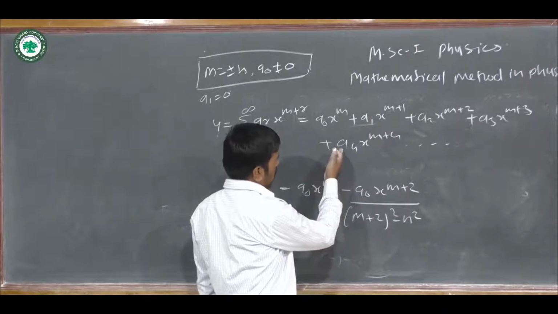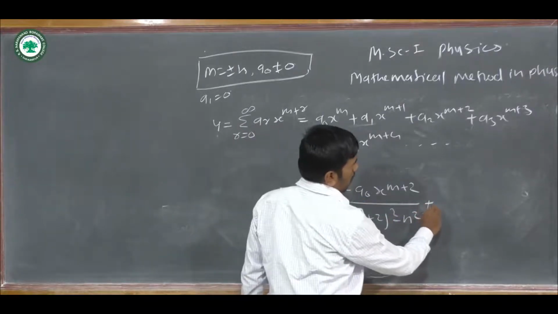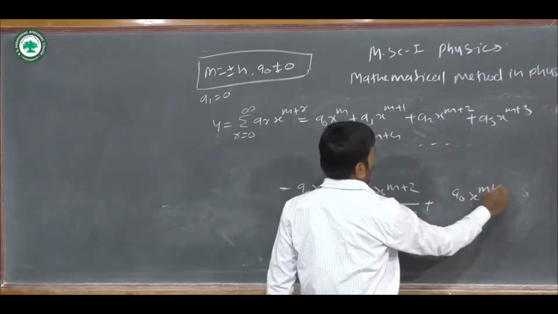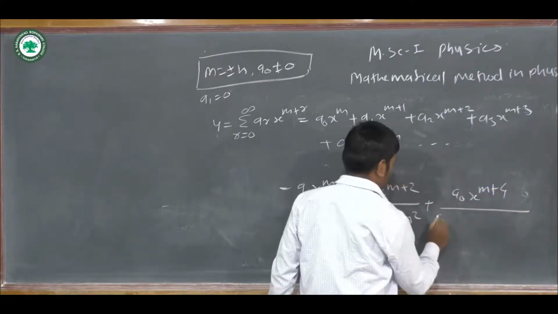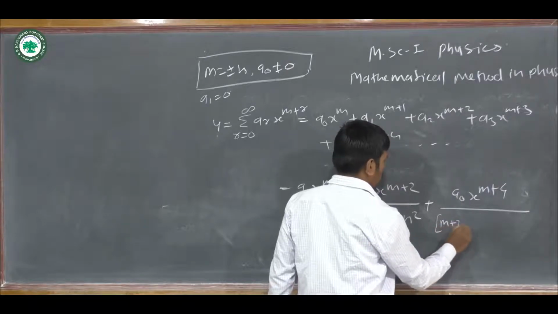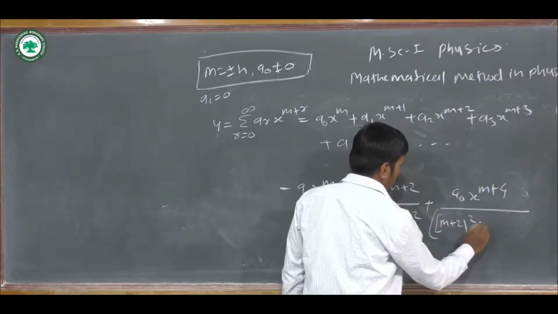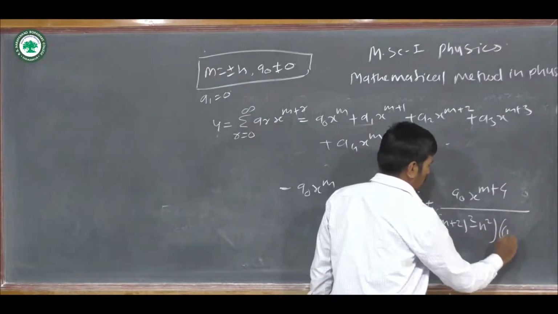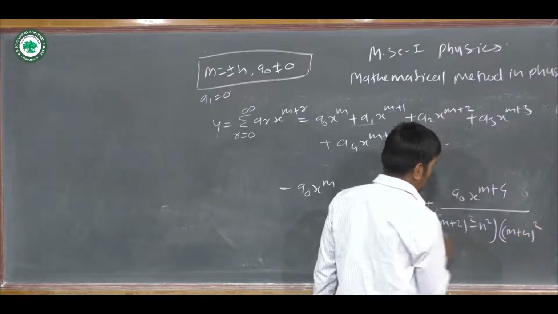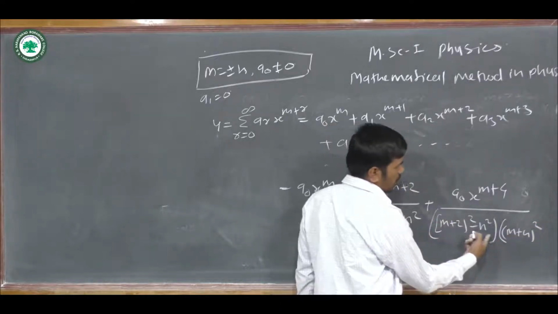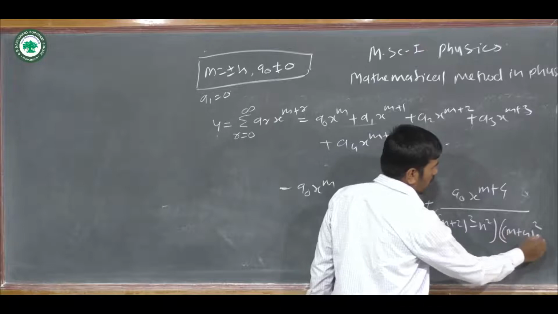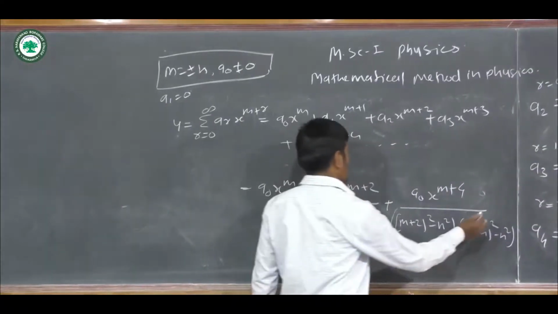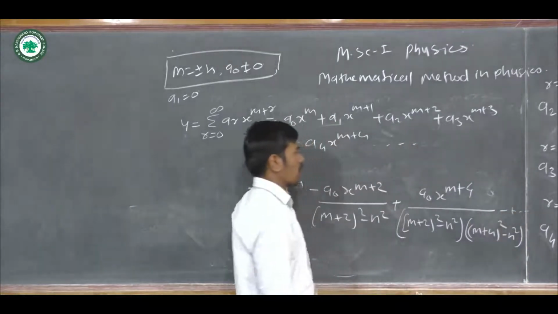Now a4, so that is plus a naught x power m plus 4 divided by (m plus 2) bracket square minus n square into (m plus 4) bracket square minus n square, and next one is minus and so on.